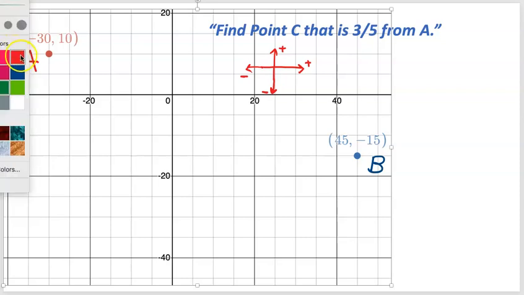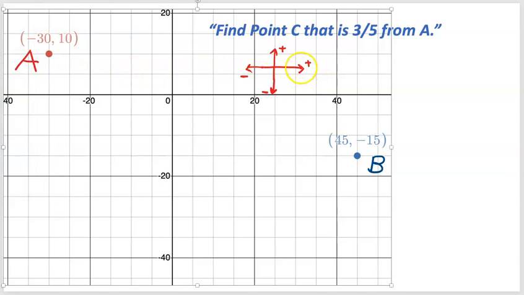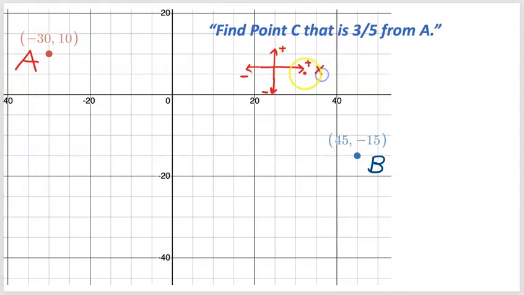This means, hold on a second, there we go. You would add to the x coordinate going to the right, subtract to the left, and then you would add to the y coordinate going up or subtract going down. So I guess I can kind of highlight that. There we go. So this is going to help you with your addition or your subtractions.